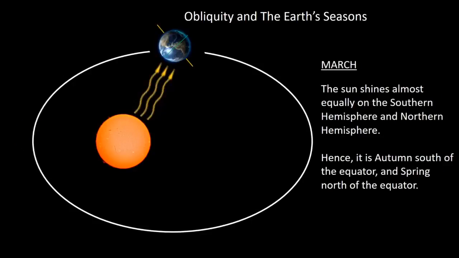Moving to March, the Sun's rays are more evenly distributed, so it is autumn south of the equator and spring north of the equator.